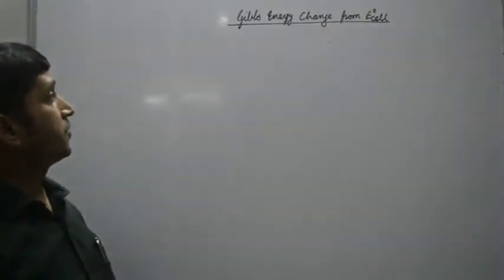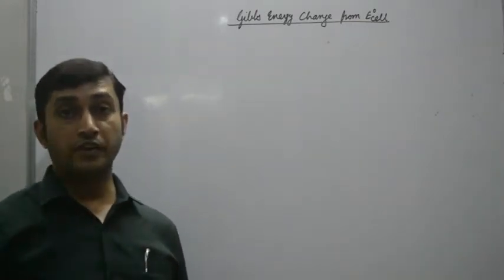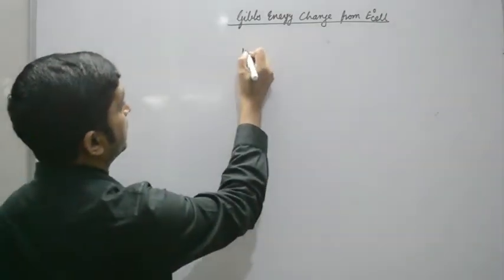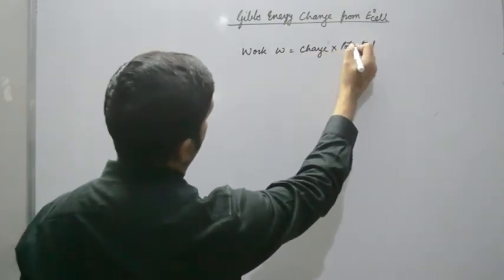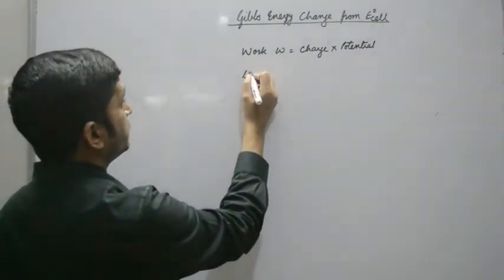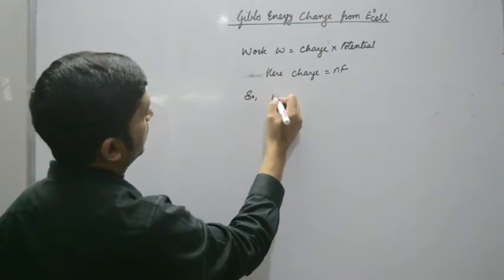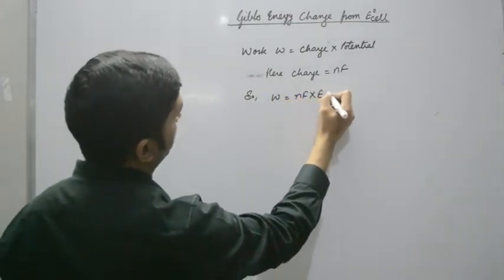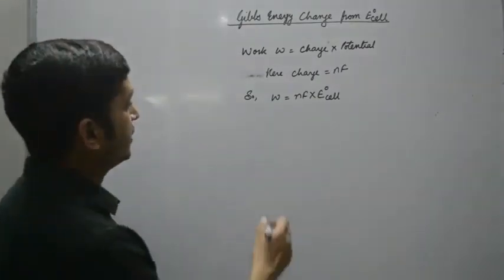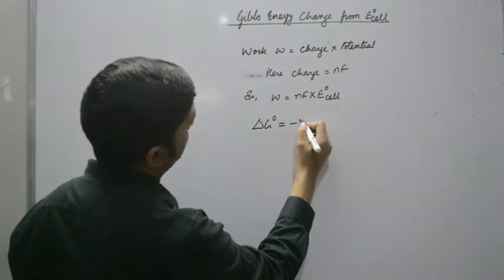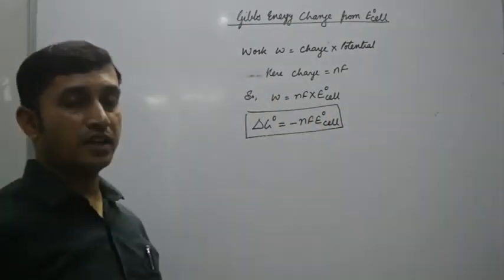Now let us derive a relation between Gibbs energy change and the standard cell potential. We all know that work done by an electrochemical cell is equal to the product of its EMF and the charge transferred. So we can write that work W is equal to charge into potential. If n moles of electrons are transferred here, then charge will be equal to N into F. So we can write that work is equal to NF, and in place of potential we can take standard cell potential. Now this work done by the cell is equal to decrease in its free energy. So we can write here that standard Gibbs free energy change will be equal to negative of NF E naught cell. So this is the relation between Gibbs energy change and the standard cell potential.